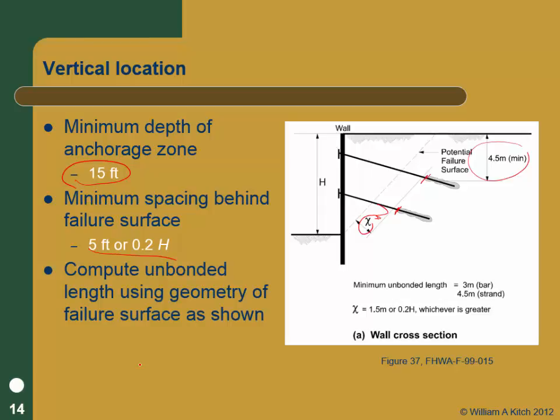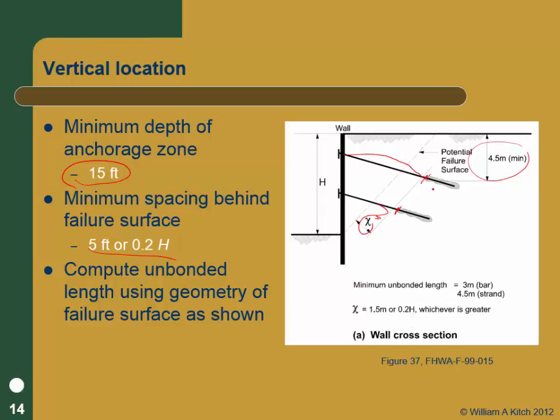So you can compute the unbonded length using the geometry from this figure. If you know where the lowest anchor is going to go in, you know where your potential failure surface is. That's 45 minus phi over 2. Then you go 5 feet or 0.2 times H behind that, and that'll give you your unbonded length. So this is your minimum unbonded length.